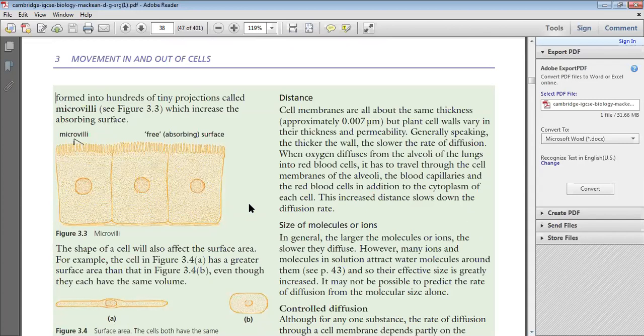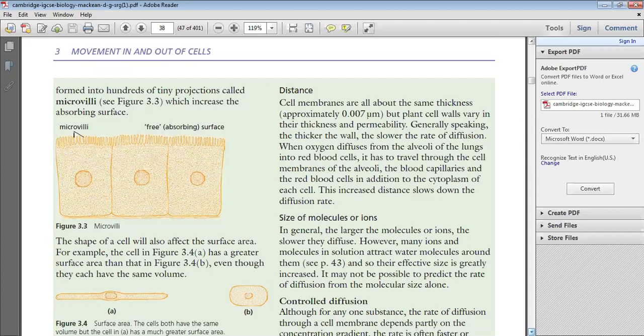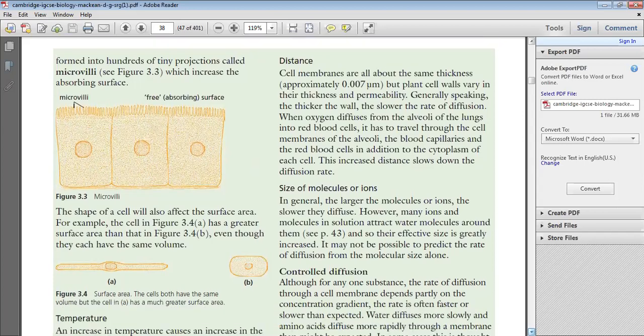absorbing surface. The shape of a cell will also affect the surface area. For example, the cell in figure 3.4a has a greater surface area than that in figure 3.4b, even though they have the same volume. Okay. Now the volume is the same, but it has more surface area. It means the diffusion will occur faster as compared to this cell.